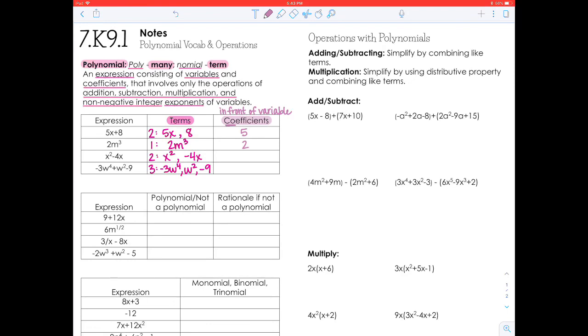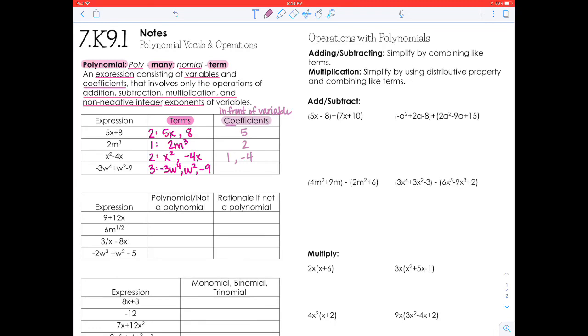Okay, on x squared minus 4x, we have 2 different terms and they both have variables. So we need to take the number in front of both of those variables. So there's going to be 2 coefficients. X squared has a number in front of it. It just doesn't look like it right now, but it has a coefficient of 1. And then negative 4 is in front of the x. So that's also another coefficient in that expression.